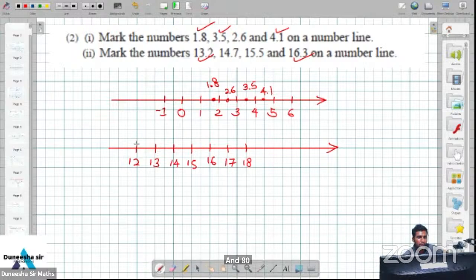Then first 13.2, where is it? What are the whole numbers between? 13 and 14. Then 14.7: 14 and 15. Yes. 15.5: 15 and 16. Yes. 16.3 is between 16 and 17. Yes. Okay, I finished the markup.